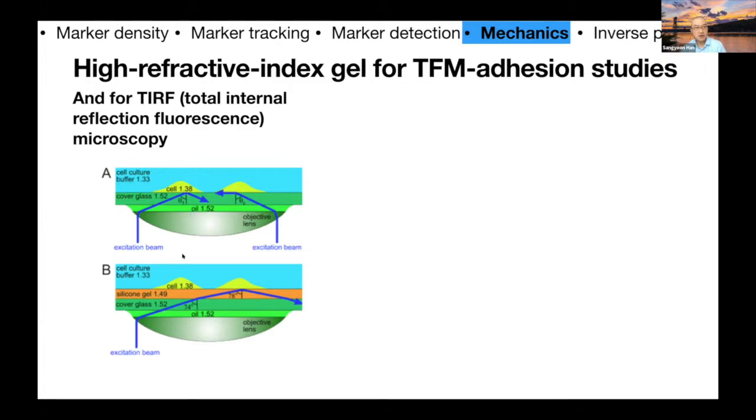But usually, if you use a gel that has a refractive index of 1.3 something, then total internal reflection happens at the gel and glass interface. But if you use a special silicone gel that has a very high refractive index, 1.49, there's not much refraction going on here, but total internal reflection happens between the cell and the gel, so that we can see the cell and the beads at the same focal plane with a very high signal to noise ratio.